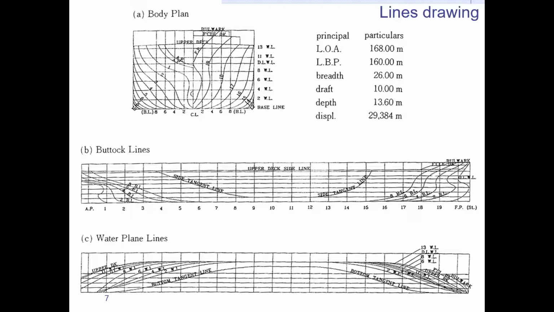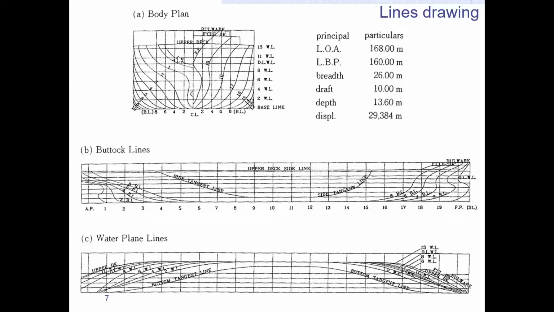And stations can be shown better in buttock lines. From the front of the ship, you can say FP and 19, 18, starting from the AP here. AP, 1, station 1, station 2, 3, 4, 5, and up to 20. 20 is the FP. And those lines are shown in the body plan as the numbers on the curve.